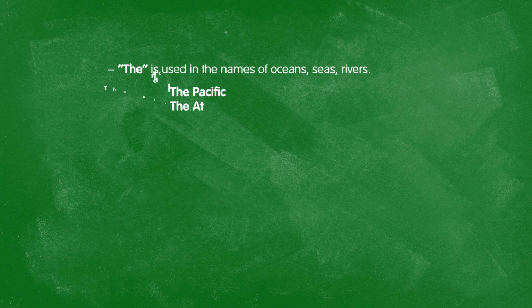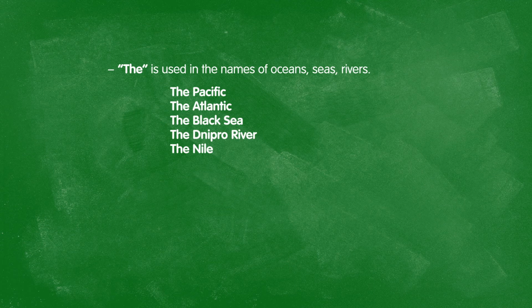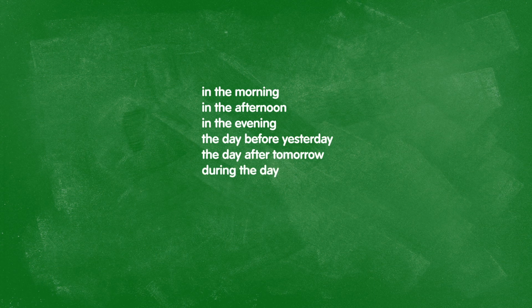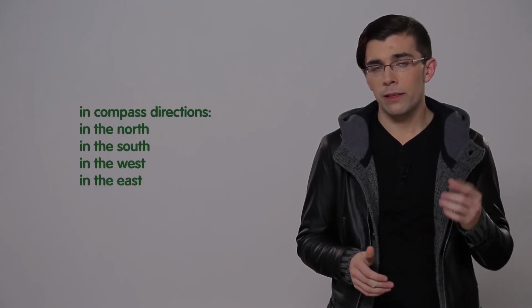We also use the when we're talking about the names of seas and rivers or oceans. The Pacific Ocean, the Atlantic Ocean, the Black Sea, the Dnipro River in Kiev, the Nile, as well as in time phrases such as in the morning, in the afternoon, in the evening, the day before yesterday, the day after tomorrow, or during the day. And also in compass directions, in the north, in the south, in the east, in the west.